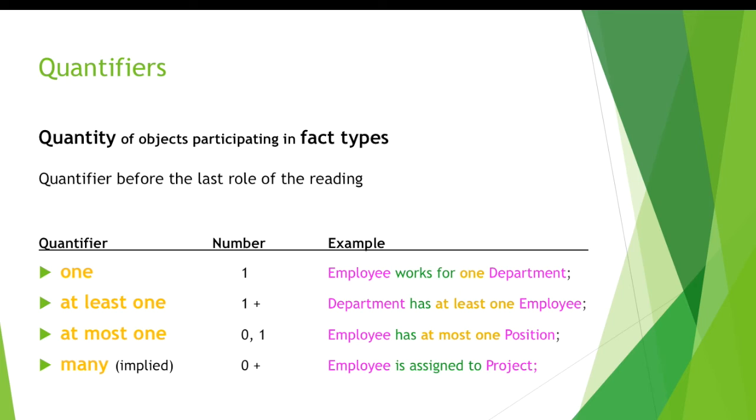So as you can see, we don't actually write down many in the example. So we don't say employee is assigned to many projects. This is because many is implied. So whenever you have a reading and you don't see any of the other quantifiers, you can know that it is many. And many means anything from 0 to many.